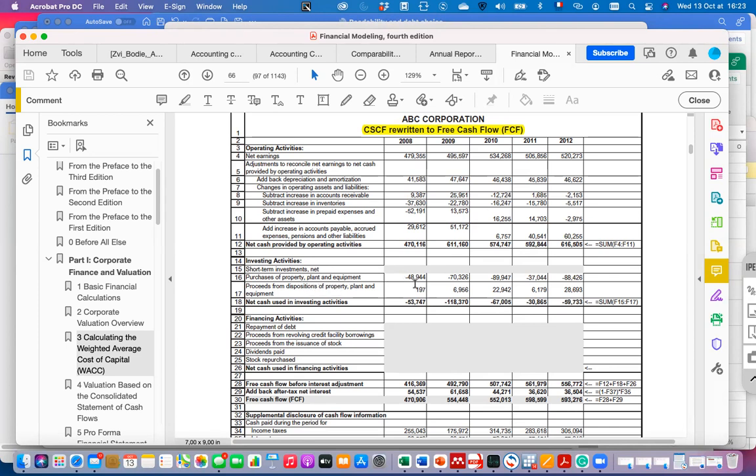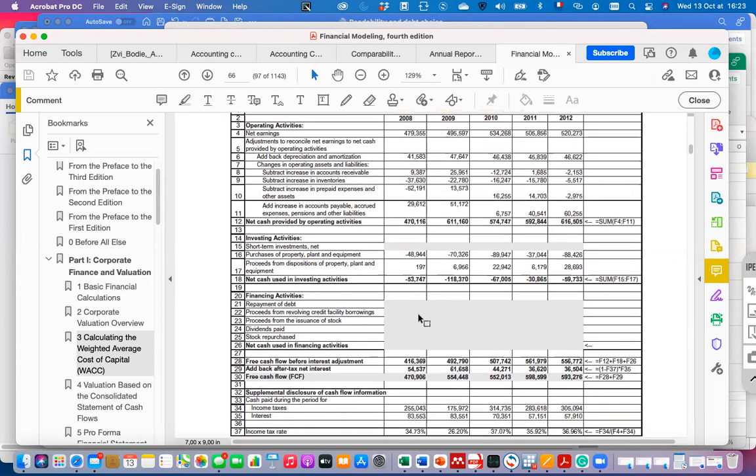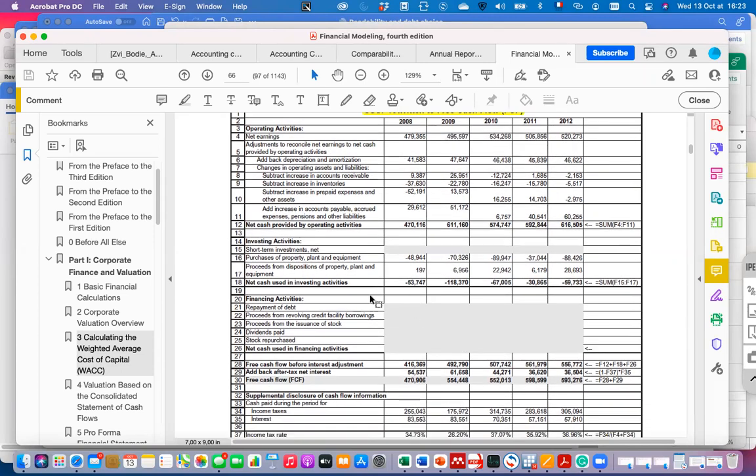Purchase of property has a minus sign, because we are paying money to purchase something. Now proceeds from disposition are when you are selling some of your properties. You know investment has two types: either you buy or you sell your properties, right? So proceeds from dispositions of property, plant, and equipment is when you are selling some of your plants. That's why they are recorded with a positive sign, because you are selling and receiving money. Then you have here the net cash used in investing activities.